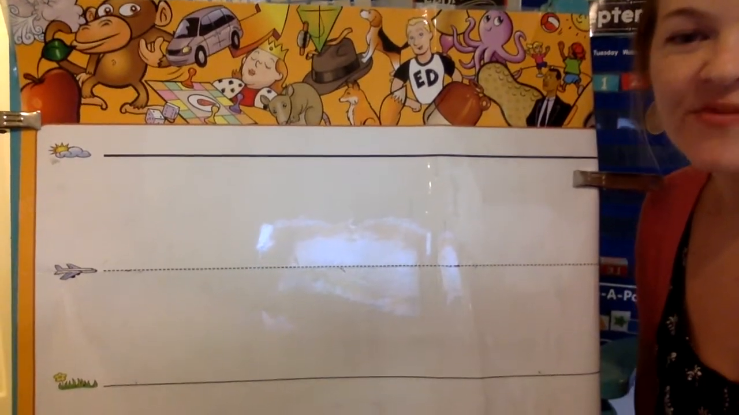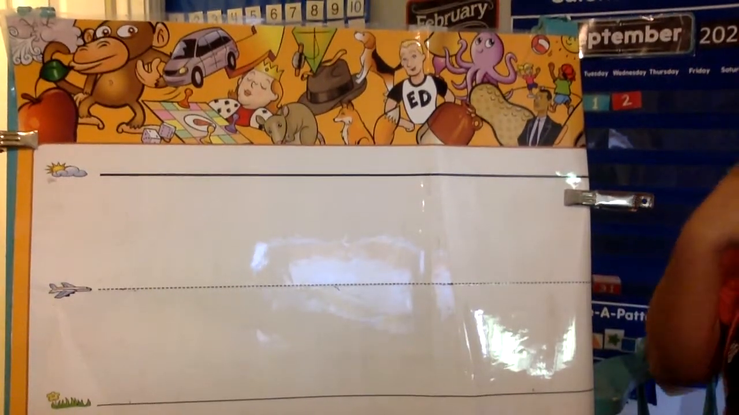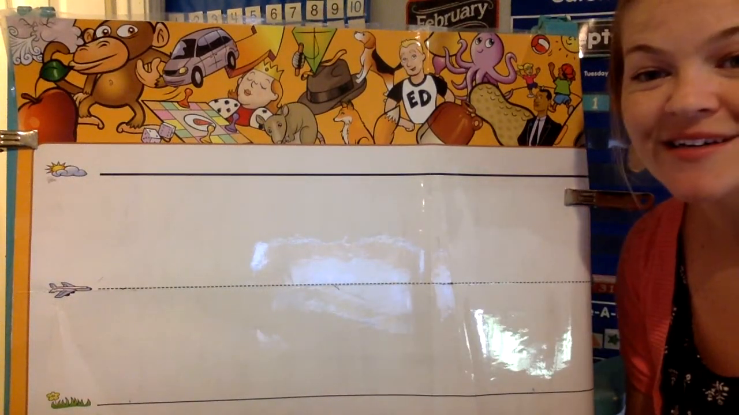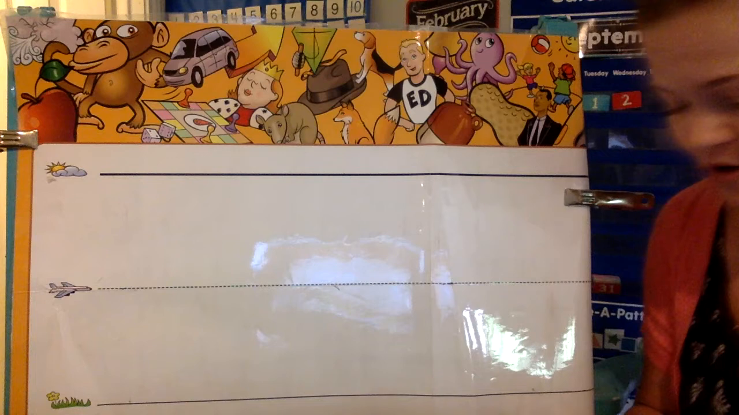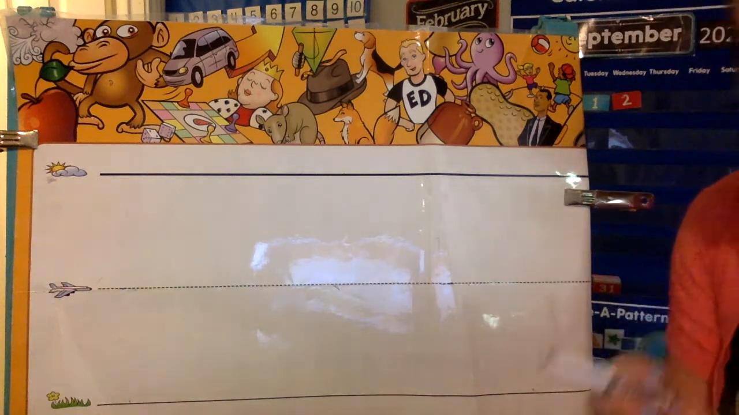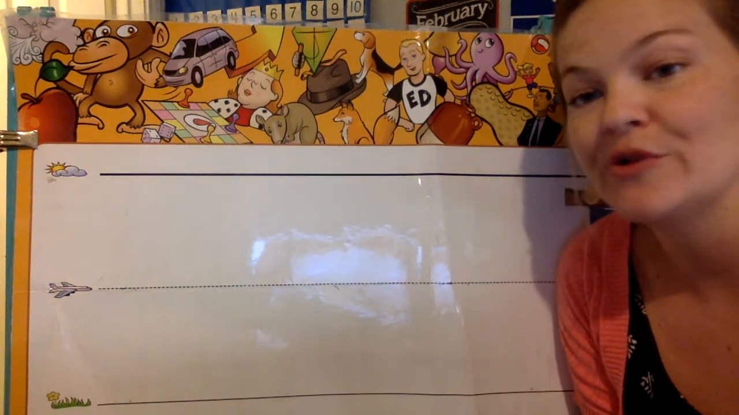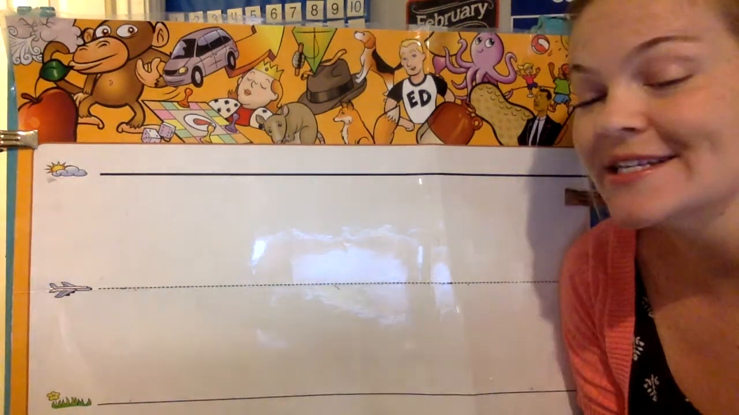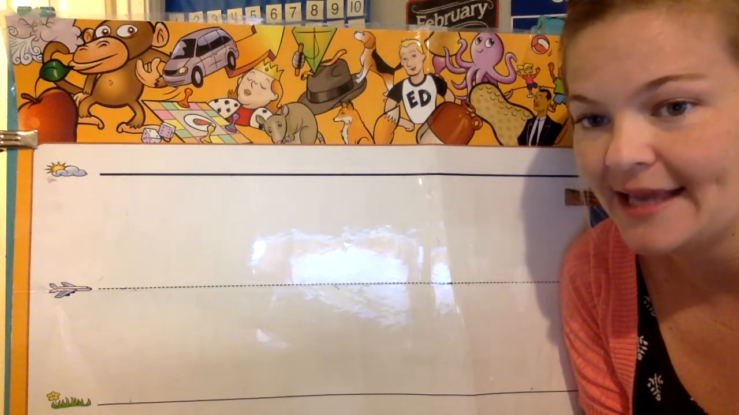All right, so everybody make sure you have your board. Make sure you have your dry erase marker. Is everybody ready? You can always pause the video if you need to go get your board or your marker. Okay, all right, we're going to go ahead and start. So we're going to start with uppercase K.